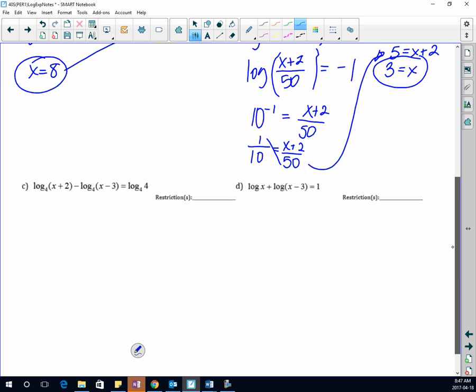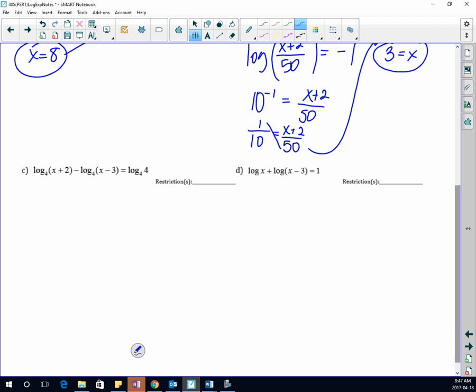Okay. You want to try some on your own? Not yet? Does anybody see what this is equal to right here? What is it equal to?